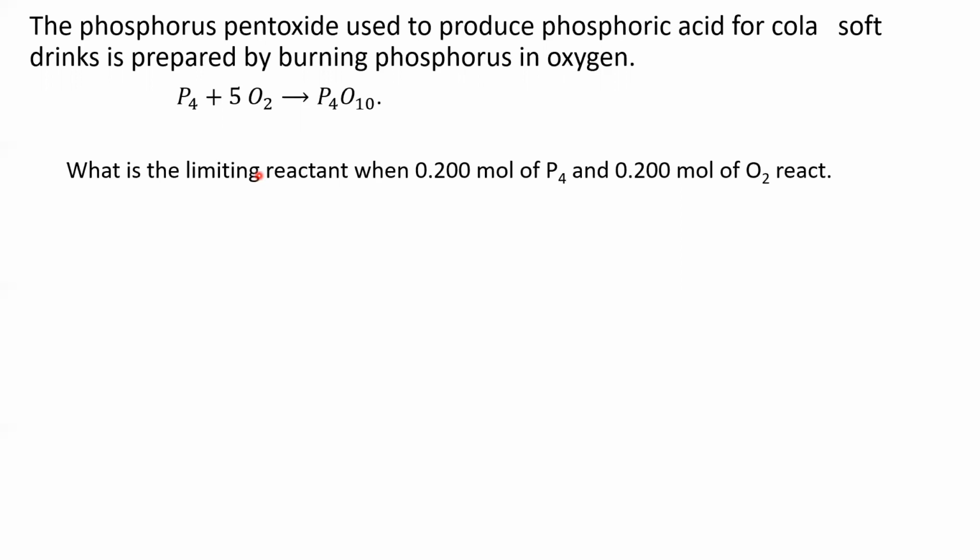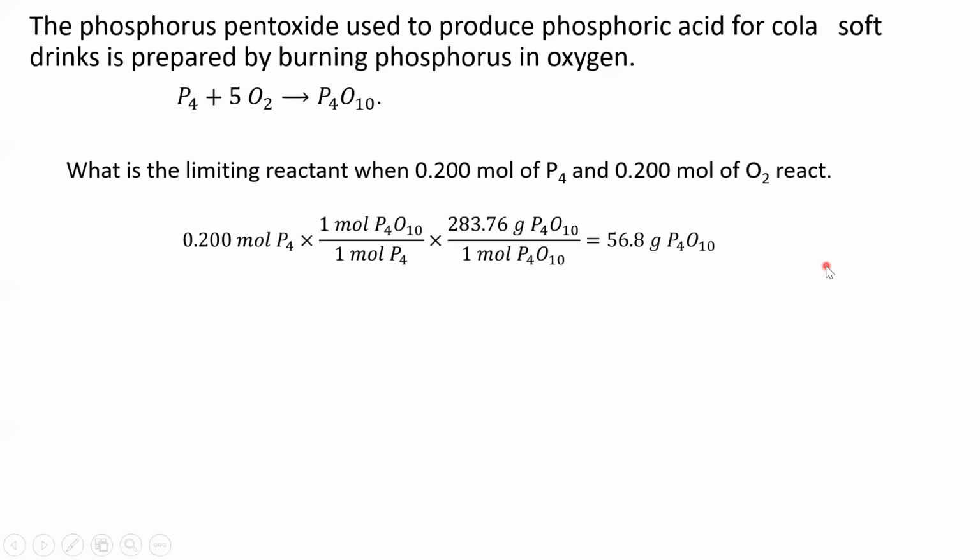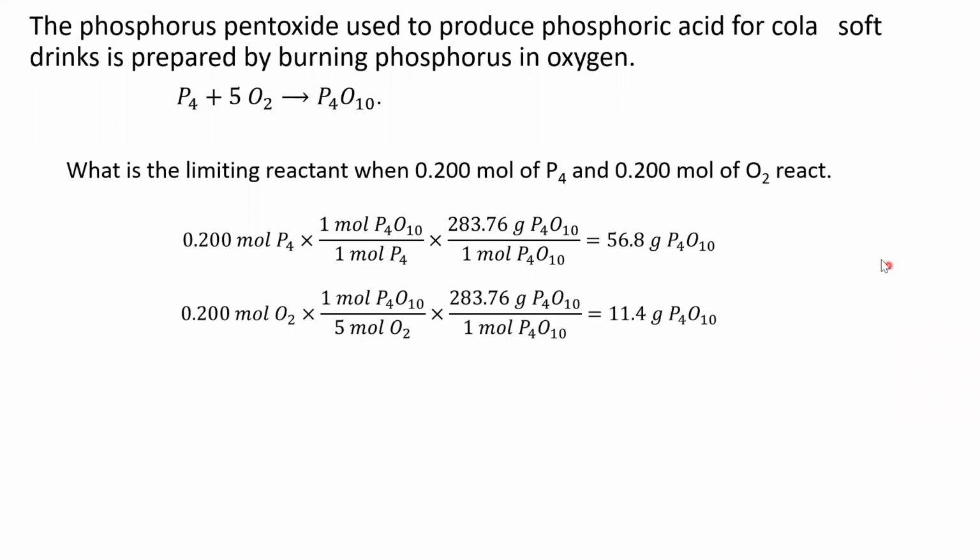You don't need to figure out how much excess there is. This question isn't going to ask that. So I'm getting 56.8 grams from the 0.200 moles of P4 and 11.4 grams of tetraphosphorus decoxide from the 0.200 moles of oxygen.